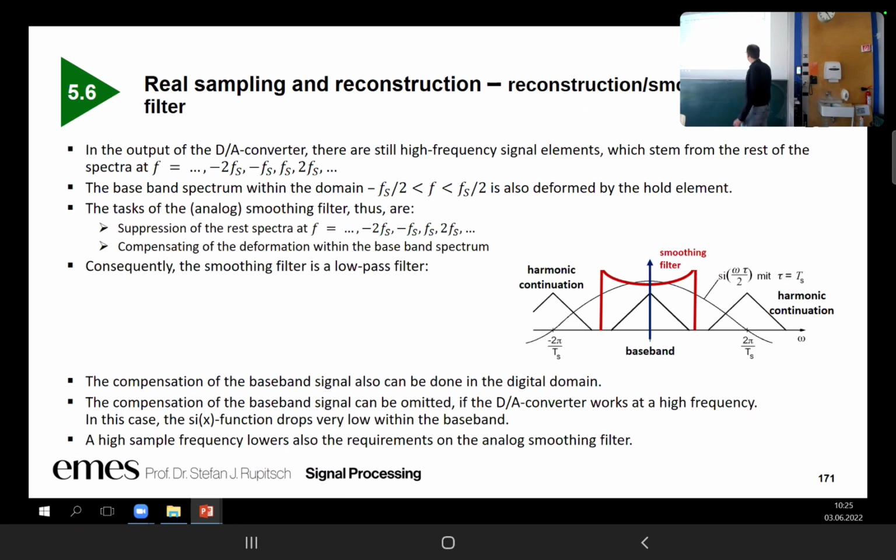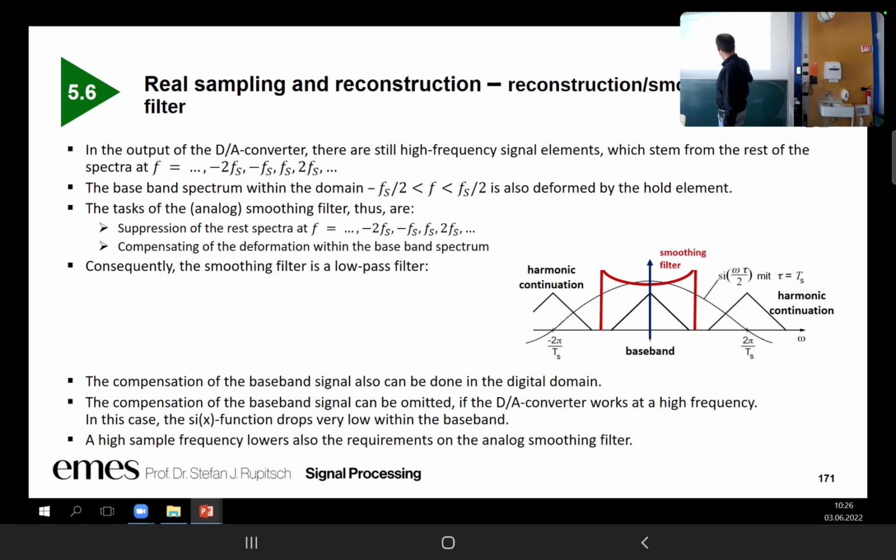And we can do this by a smoothing filter. The smoothing filter is in this case not only a low-pass filter, we have the correction for the addition of the sinc function. In our ideal world, the smoothing filter is only a low-pass, a rectangular function. But in the real world, we have to correct these effects due to the hold element at the output of the digital to analog converter. And this can be done with the smoothing filter.